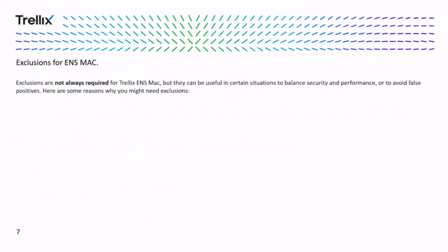Exclusions for ENS for Mac. Here are a few examples. Kindly note, exclusions are not always required for Trellix ENS for Mac, but they can be useful in certain situations to balance security and performance within the environment, or to avoid any false positive which can cause any impact to your day-to-day business. But with regards to false positives, we always recommend that you submit that file as a sample so that we can analyze it and get this suppressed through our Trellix security lab.